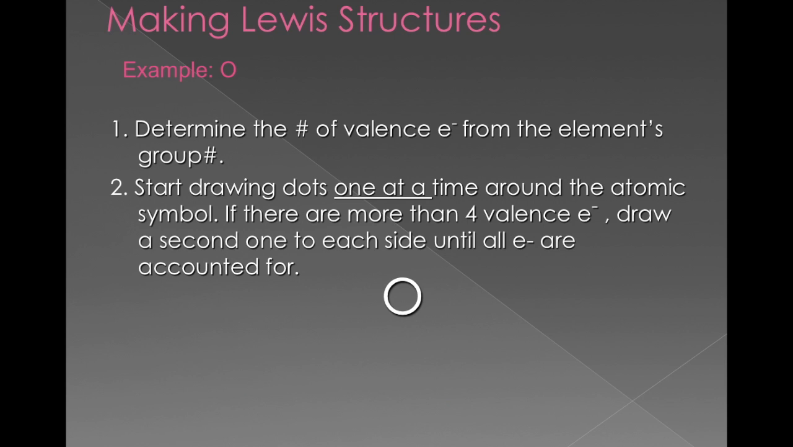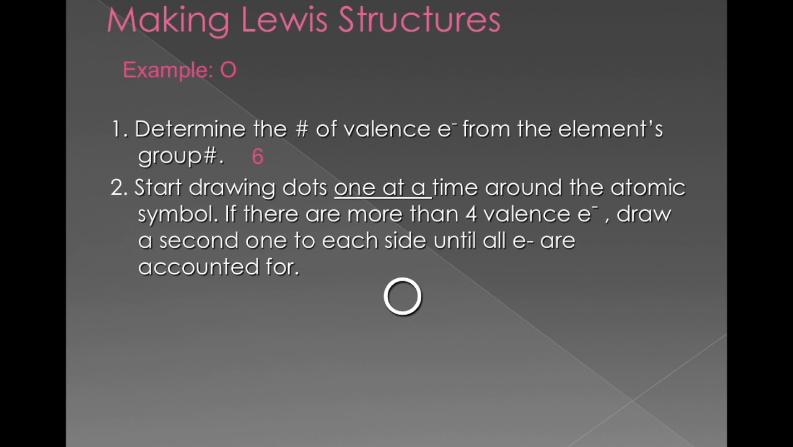All right, so I'm going to describe how to make Lewis structures, because this is something that you're going to need to know. So we'll do it with oxygen. So the first thing you need to do is figure out how many valence electrons there are, and the easiest way to do this is to look at the element's group number. So again, this only works for main group elements, and I wouldn't ask you to do this for transition elements.